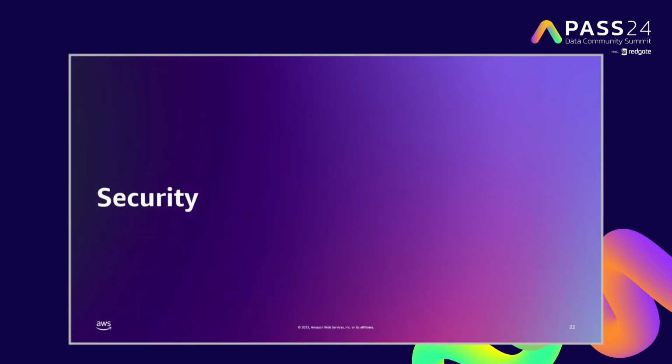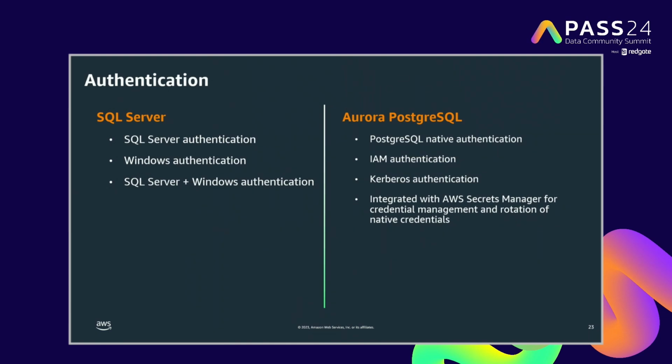Right, and security. On the SQL Server side, we have SQL Server authentication, Windows authentication, or mixed mode authentication. But in Postgres, compared to SQL Server, Postgres has Postgres native authentication. And here in Aurora Postgres, you can have IAM authentication, and Kerberos authentication, like in SQL Server. And another major feature is you can also integrate with the AWS Secrets Manager to manage your credentials. That means you can create a username and password, and all these credentials will be in the Secrets Manager, and you can integrate with Aurora Postgres.